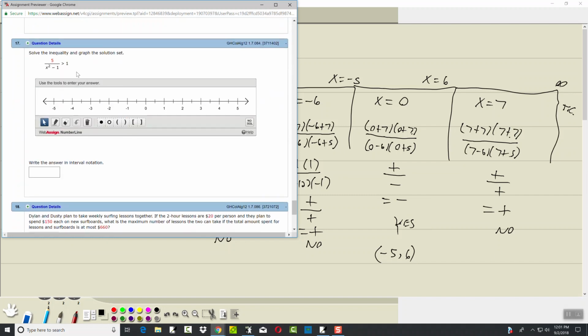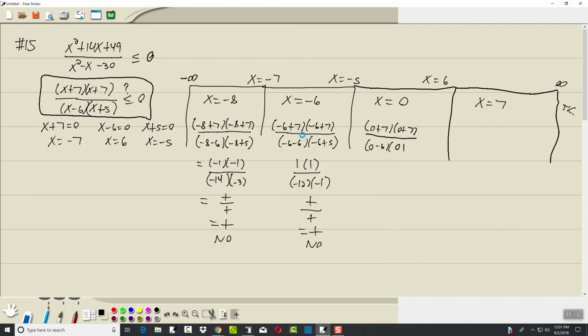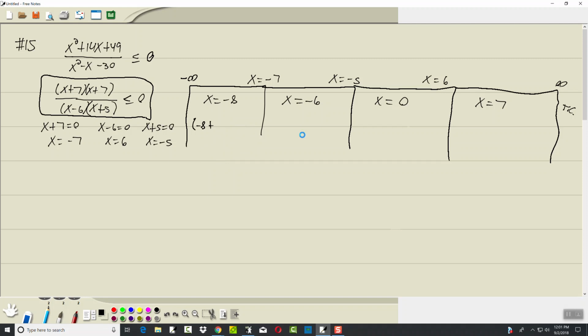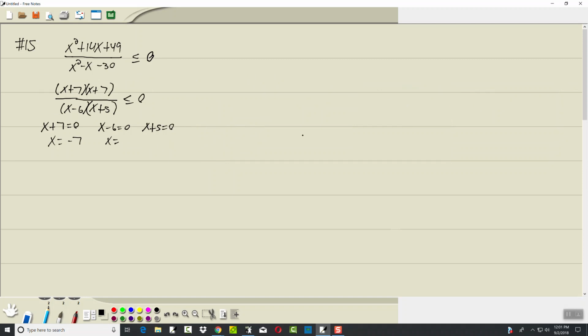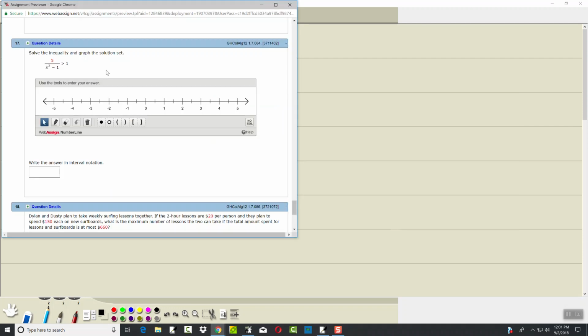Now I won't work number 17 all the way because it's the same idea, but I'll get started with it. So let me clear this off. Okay. Number 17, we got 5 over x squared minus 1 is greater than 1.